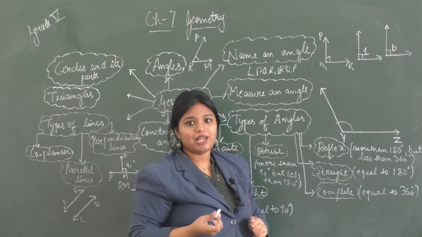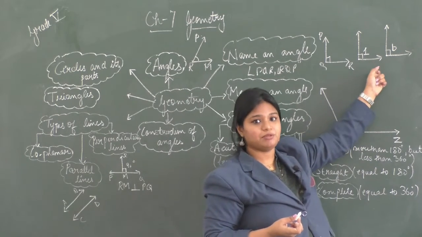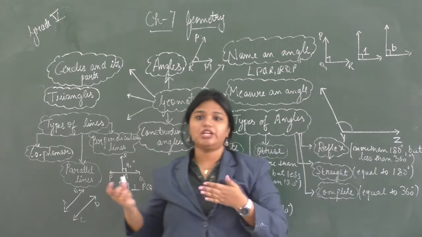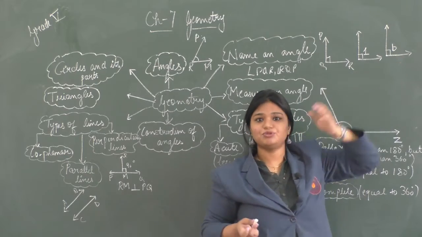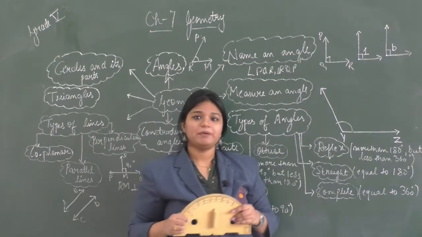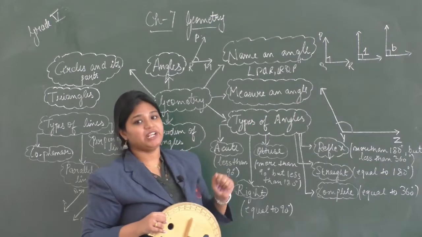The second way to name an angle is by using the numbers. So you can use number 1, 2, 3 and so on to name an angle. Last way is to use the small letters to name an angle. The next topic that we learned was how to measure an angle.